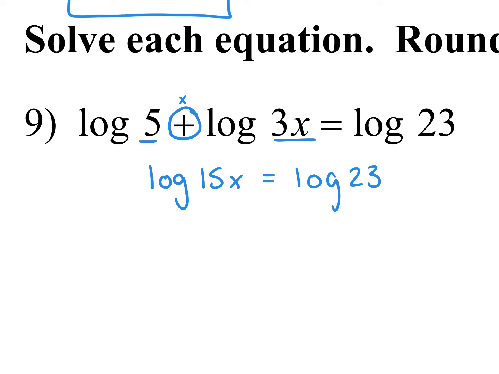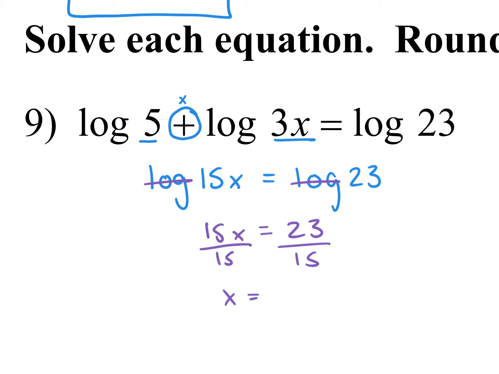So if I have a log on the left side and a log on the right side, what can I do? I just cross them out. And then I set 15x equal to 23. And then what would be my last step here to solve? Divide both sides by 15. So x is equal to 23 divided by 15.